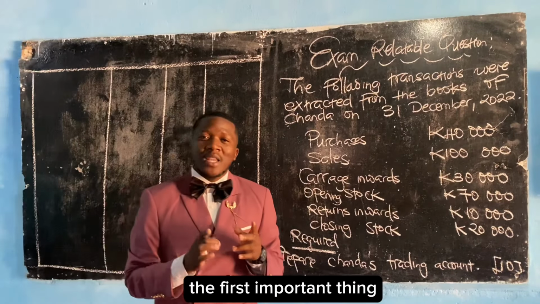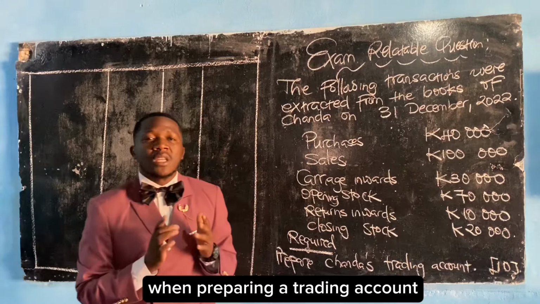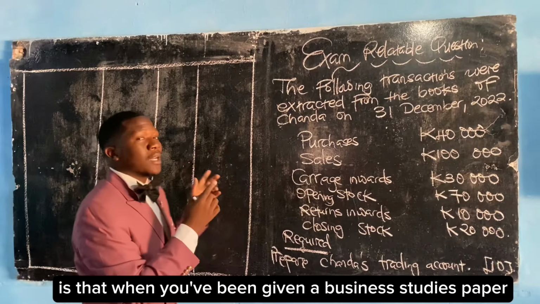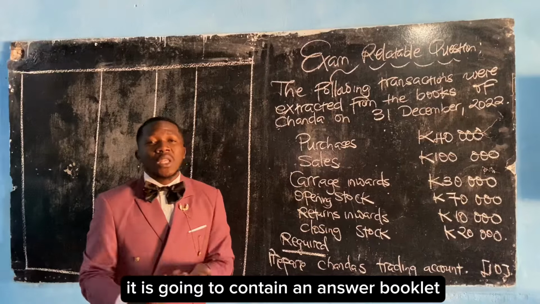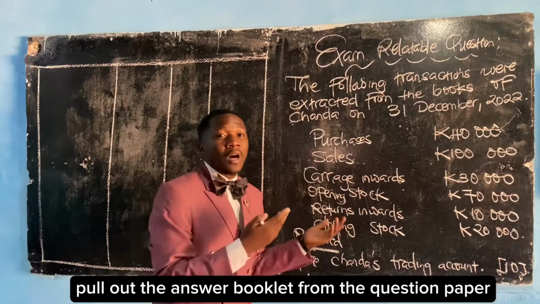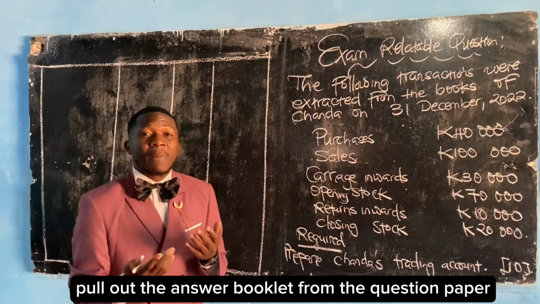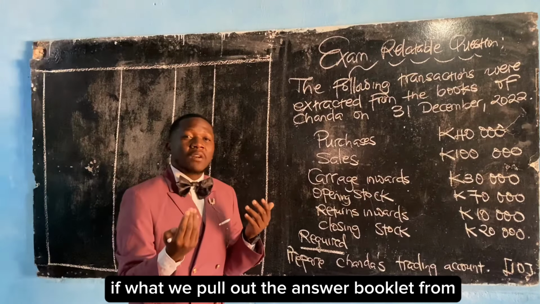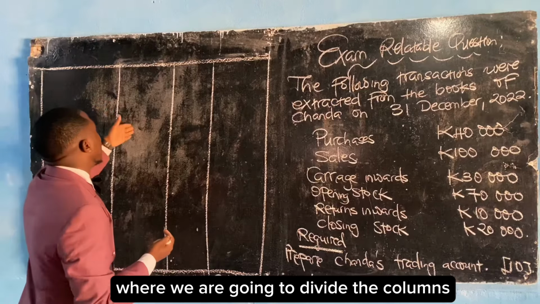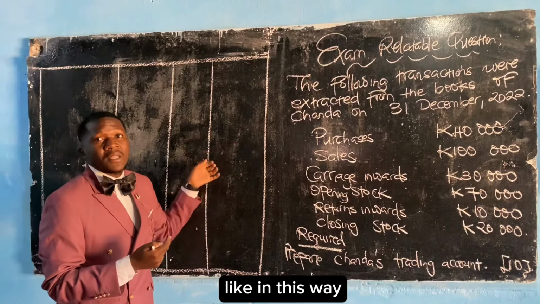The first important thing when preparing a trading account is that when you've been given a business studies paper, it is going to contain an answer booklet under which the instructions will be pull out the answer booklet from the question paper. If we are to pull out the answer booklet from the question paper, it will contain a table where we're going to divide the columns, like in this way.